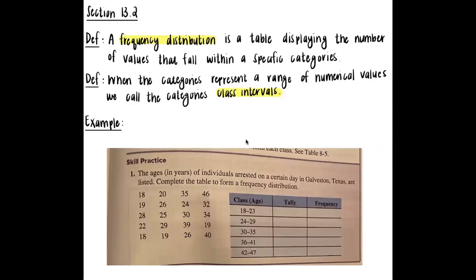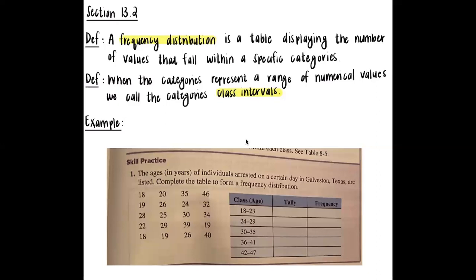So, two videos ago, we just started talking about tables, but those tables were representing just individual values. In this case, when we talk about a frequency distribution, we talk about a range of values over a course amount of time. So the best way to think about a frequency distribution is like age, for example.